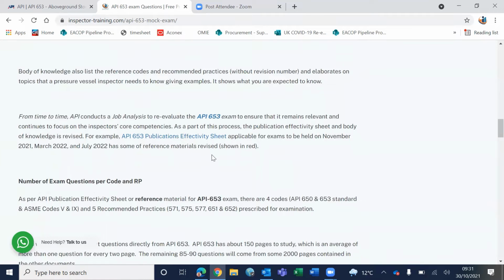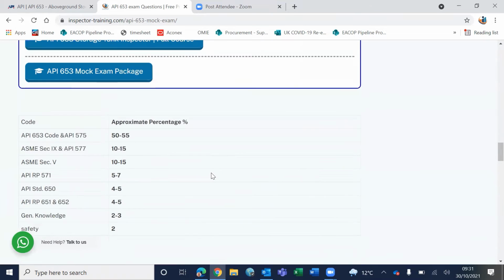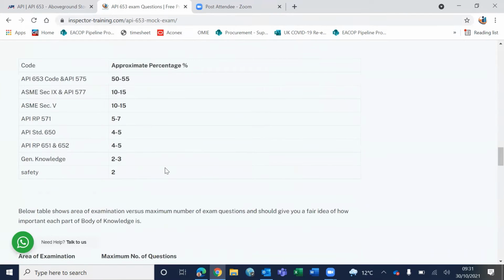I've already explained all this here to you, but you can go and look at it for free. The approximate number of questions: from 653 and 575 is around 50-55%. ASME Section 9, welding code and welding inspection, 577, is around 10-15%. ASME Section 5 is 10-15%. 571 damage mechanism is around 5%, and the rest, as you can see, 650 construction code is around just 5%.